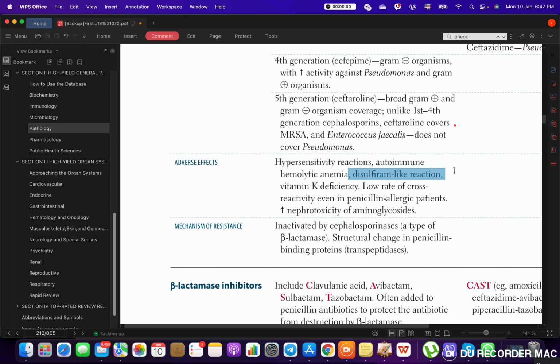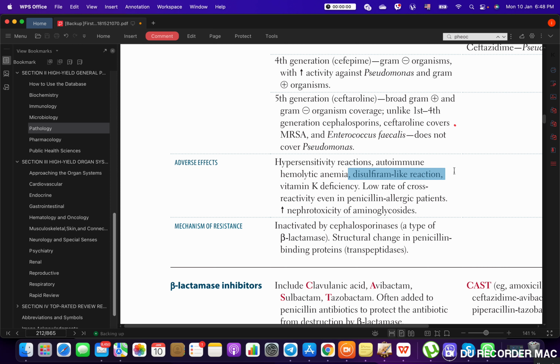So you tell your patient, while you are on this drug, you should not consume what? What should he not consume? Alcohol, because that will just exacerbate it. It will just make it worse.